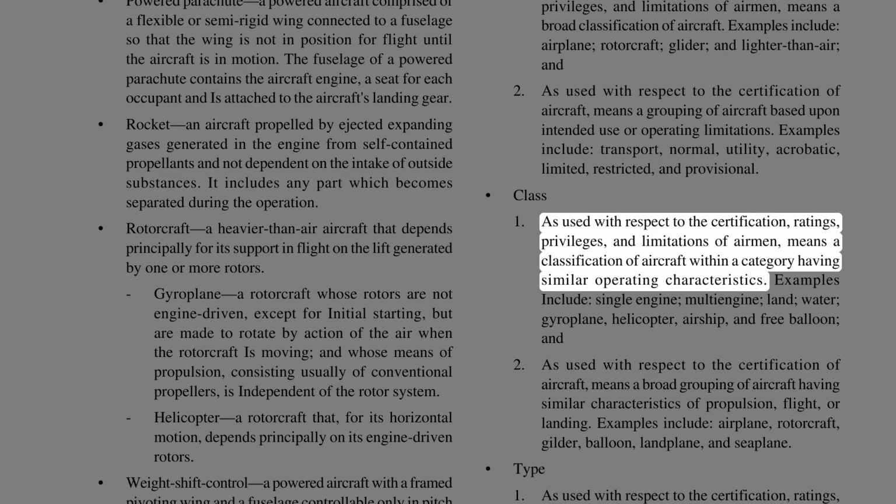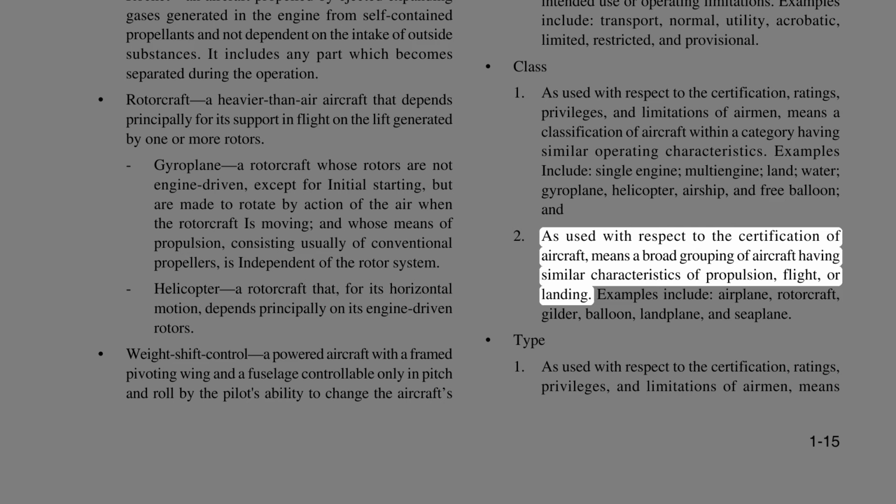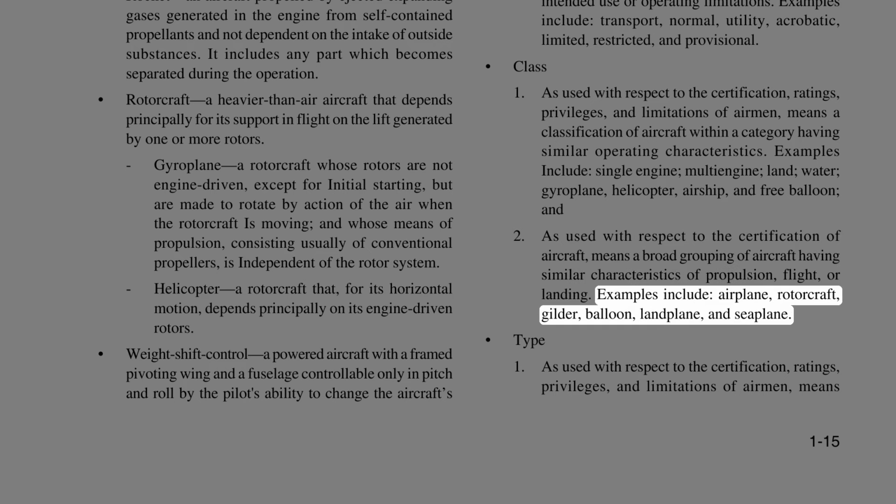Class, as used with respect to the certification, ratings, privileges, and limitations of airmen, means a classification of aircraft within a category having similar operating characteristics. Examples include single engine, multi-engine, land, water, gyroplane, helicopter, airship, and free balloon. And 2. As used with respect to the certification of aircraft, means a broad grouping of aircraft having similar characteristics of propulsion, flight, or landing. Examples include airplane, rotorcraft, glider, balloon, landplane, and seaplane.